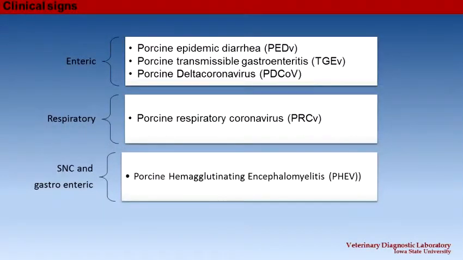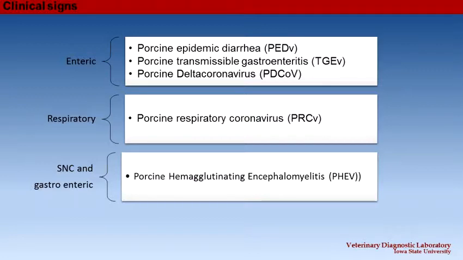But I like to reorganize this. That is by genus, but I like to look at the clinical presentation that these viruses have, and organize it this way. Enteric viruses within this family: porcine epidemic diarrhea, TGE, and delta coronavirus. Those are the ones that cause diarrhea in neonatal pigs. Respiratory: porcine respiratory coronavirus. The clinical presentation is not as severe as any of the other respiratory pathogens that we know, but it still can cause disease.